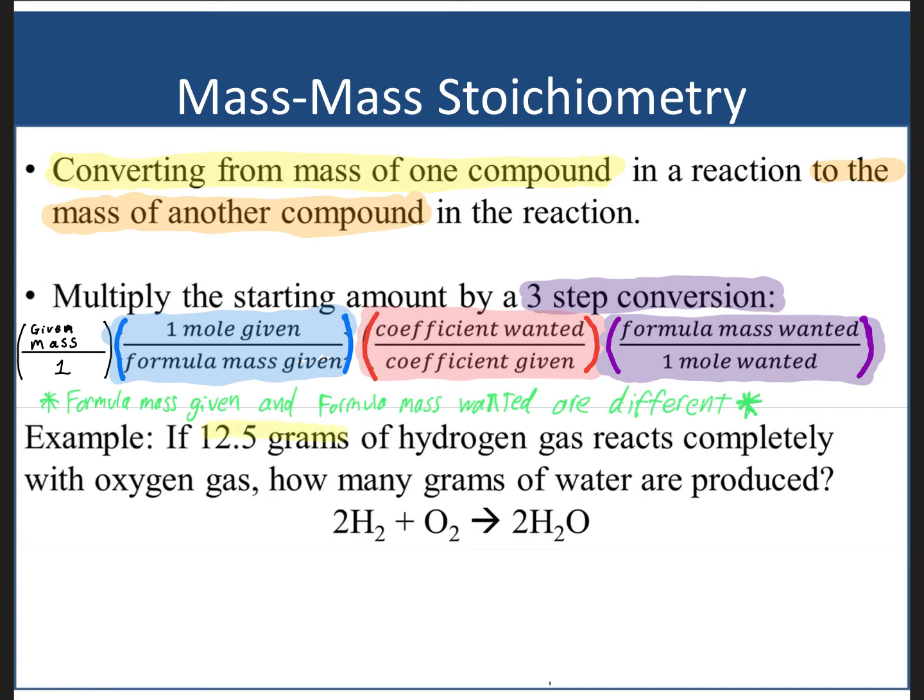In my example here, I have 12.5 grams of hydrogen gas. This is my starting amount. That's why I've highlighted it in yellow. So I'm going to just start off by writing this given mass as 12.5 grams of H2, because H2 is hydrogen gas. And I'm going to put that over 1 to establish where the numerator and the denominator is.